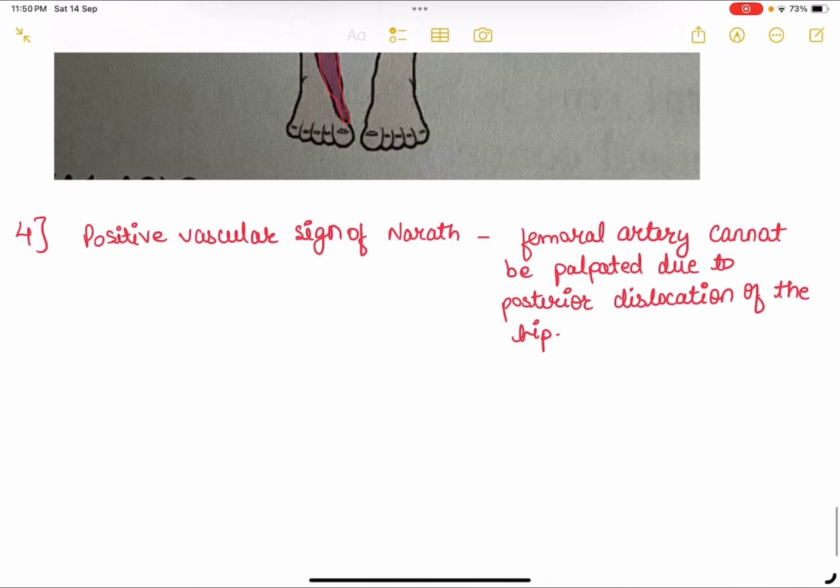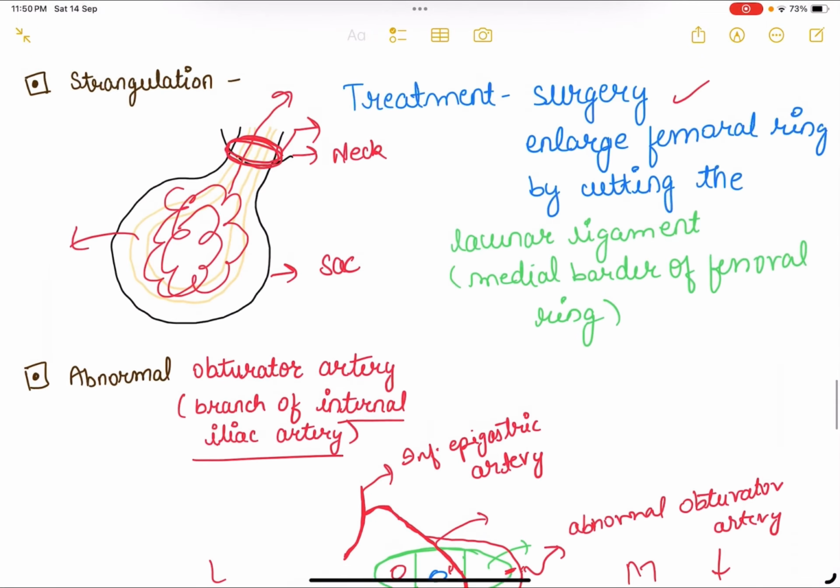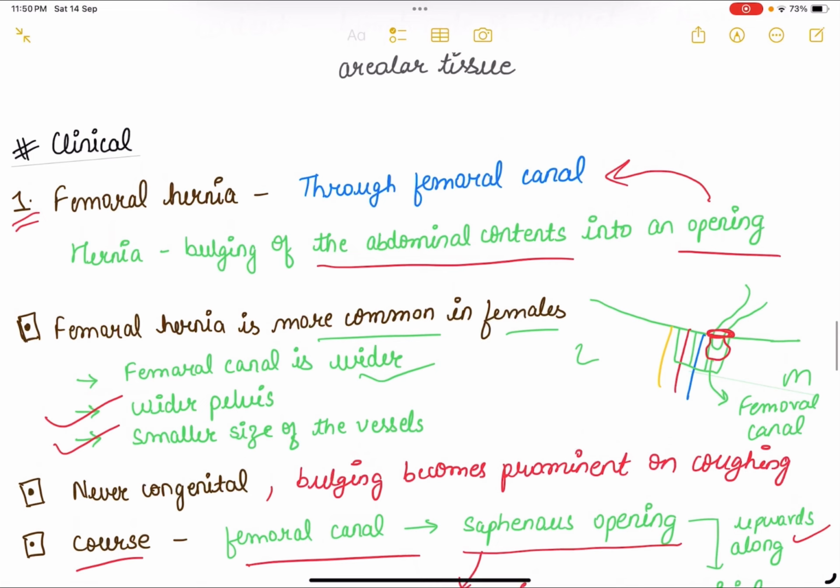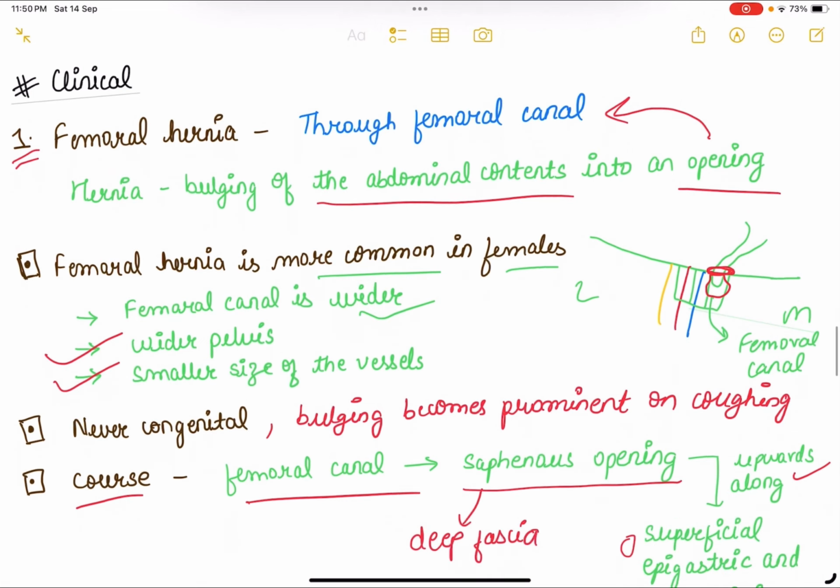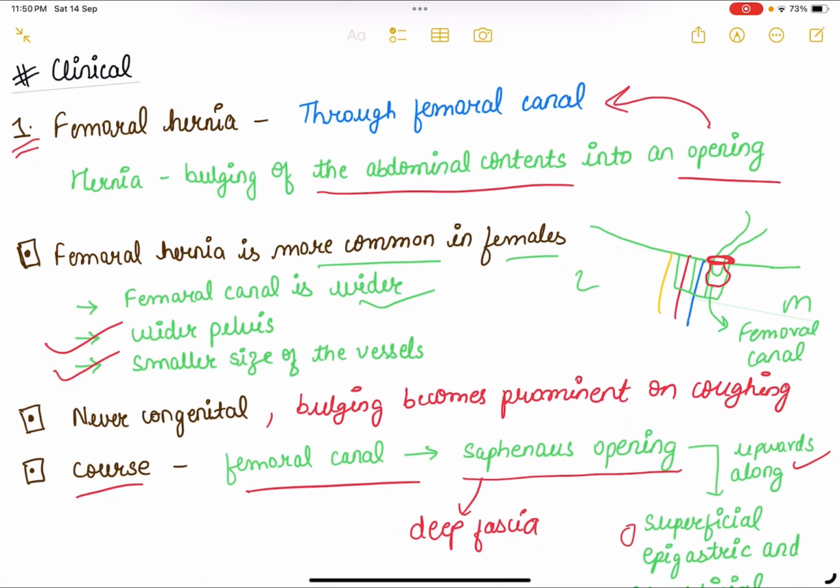Another clinical point is the positive vascular sign of Narath. So what happens here is that the femoral artery is not able to be palpated because of the posterior dislocation of the hip. Okay, so these were all the clinical cases related to the femoral triangle. The most important is the femoral hernia.